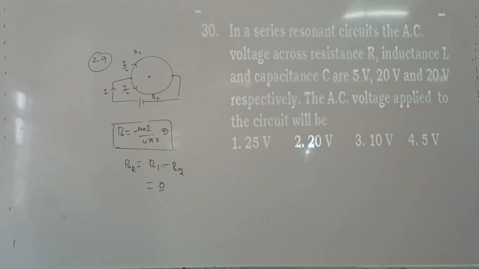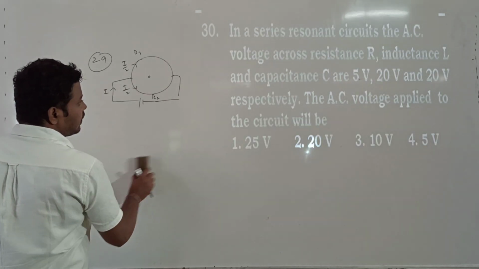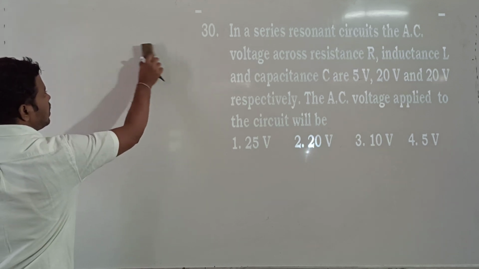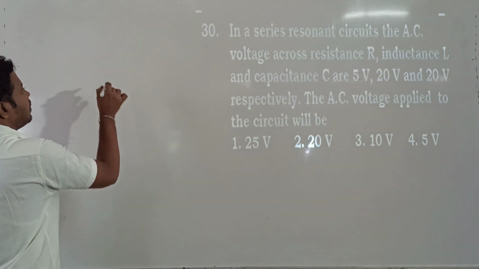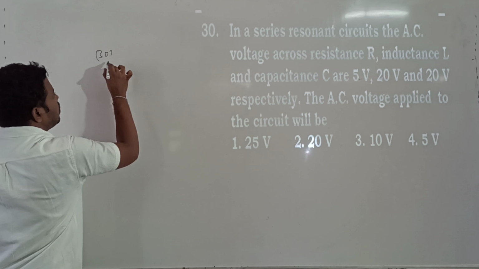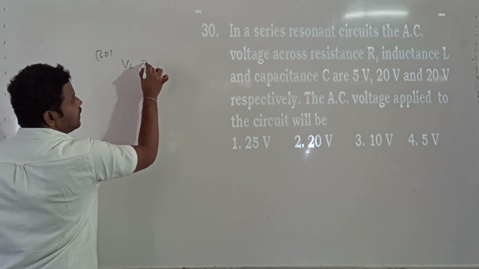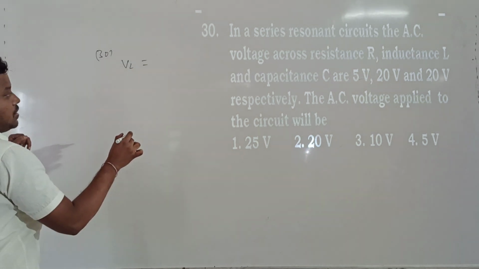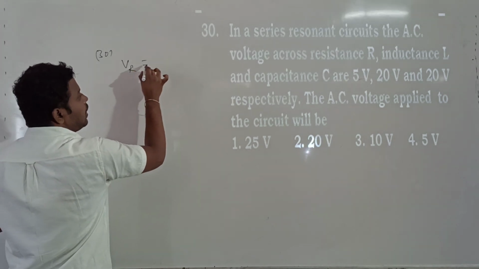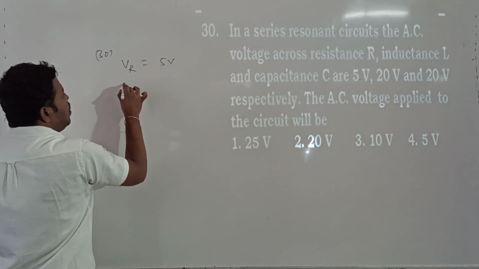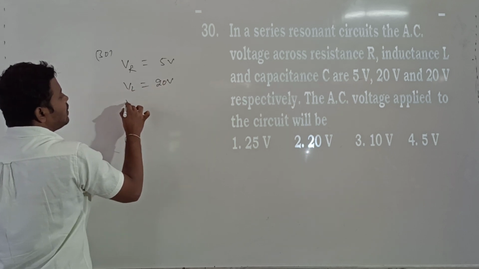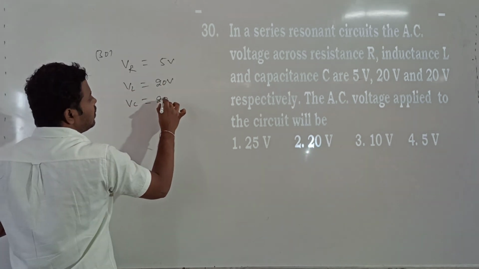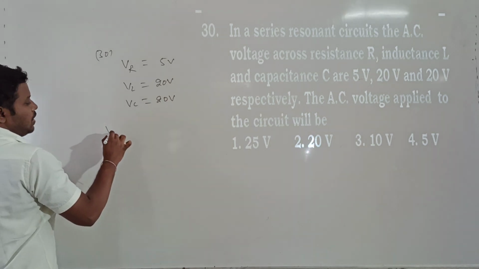Next, question number 30. So what is the question? In a series resonant circuit, the voltage across the resistor, inductor and capacitor are given. What is the voltage across the inductor? First, for the resistor, VR is given as 5 volt. The voltage across the inductor is given as 20 volt, and the voltage across the capacitor is given as 20 volt. They are asking us to calculate the resultant voltage.